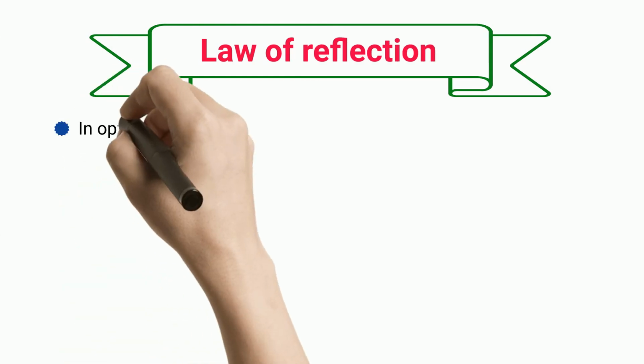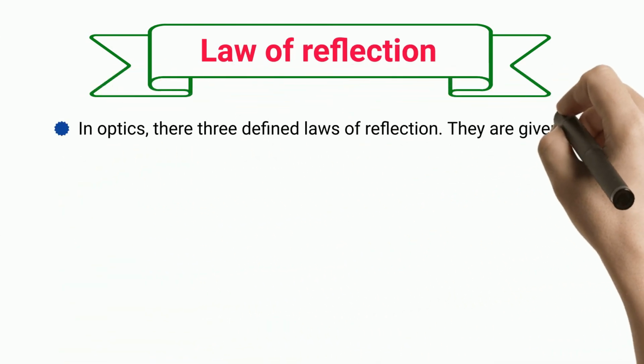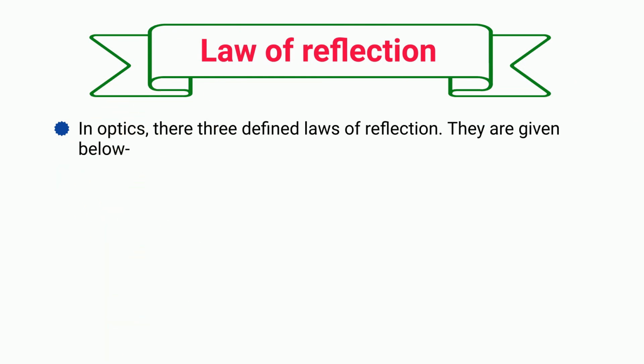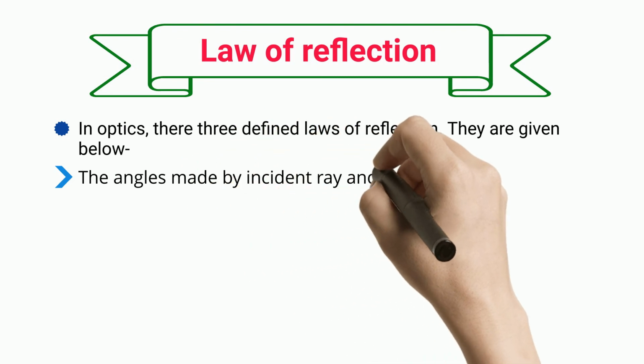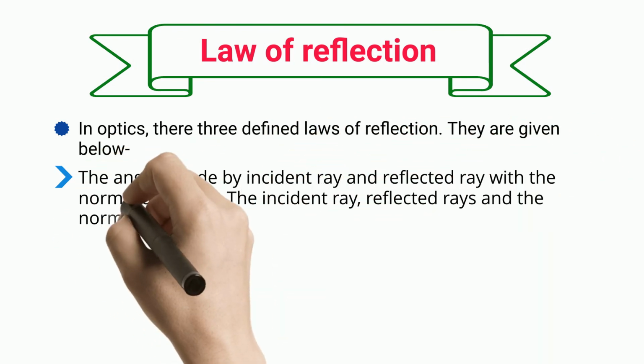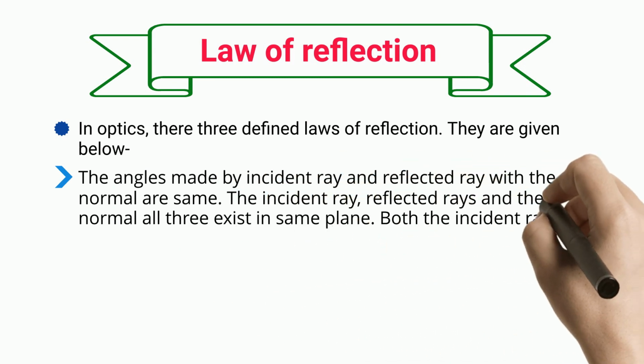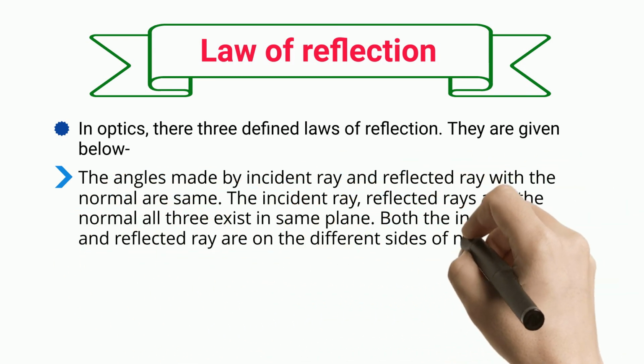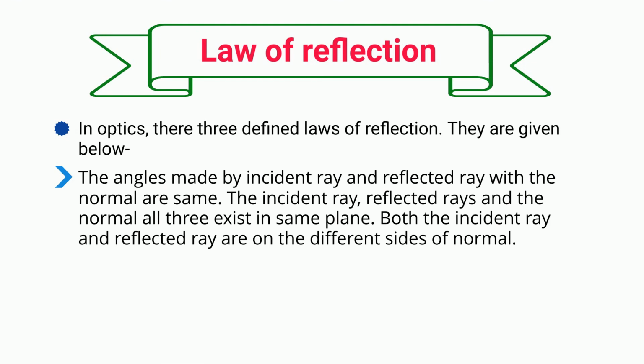Law of reflection. In optics, there are three defined laws of reflection. They are given below. The angles made by incident ray and reflected ray with the normal are the same. The incident ray, reflected ray, and the normal all exist in the same plane. Both the incident ray and reflected ray are on different sides of the normal.